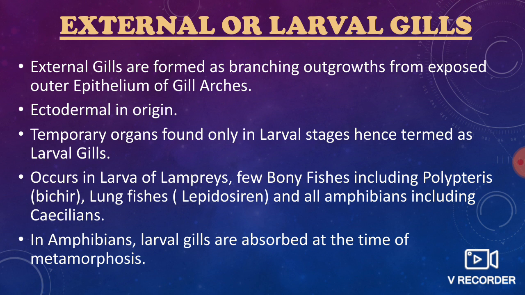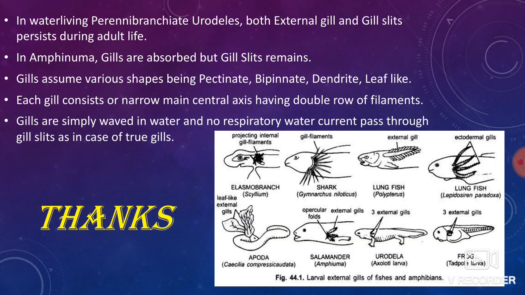In amphibians, larval external gills are absorbed at the time of metamorphosis. In water-living, perennial branchiate urodeles, both external gills and gill slits persist during adult life. In Amphiuma, gills are absorbed but gill slits remain. Gills assume various shapes, being pectinate, bipinnate, dendritic, and leaf-like, etc.